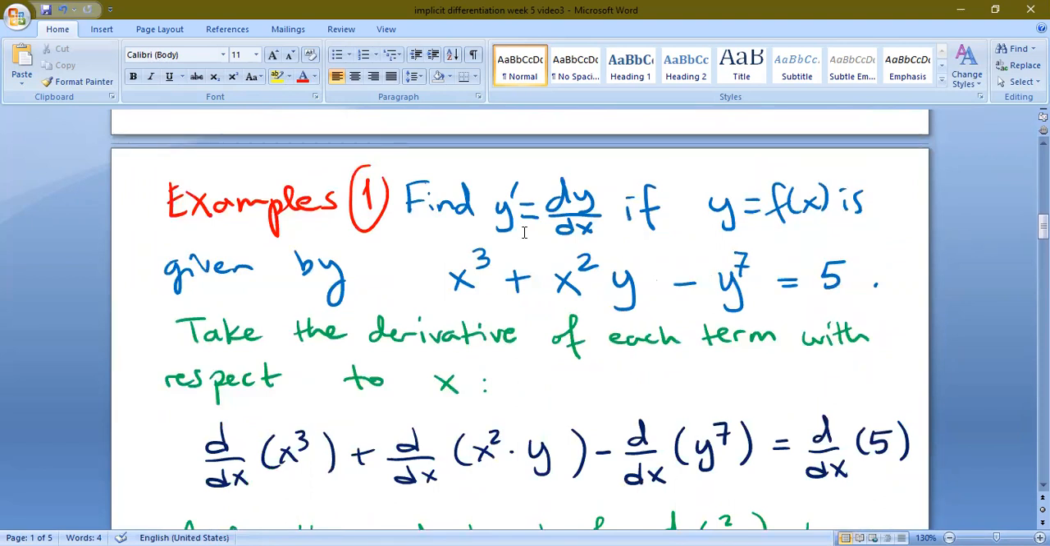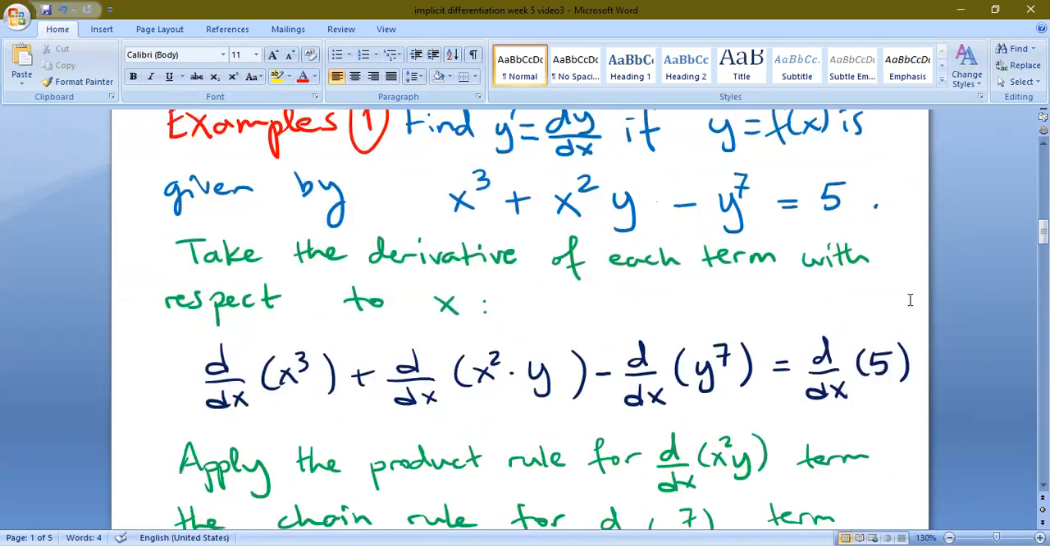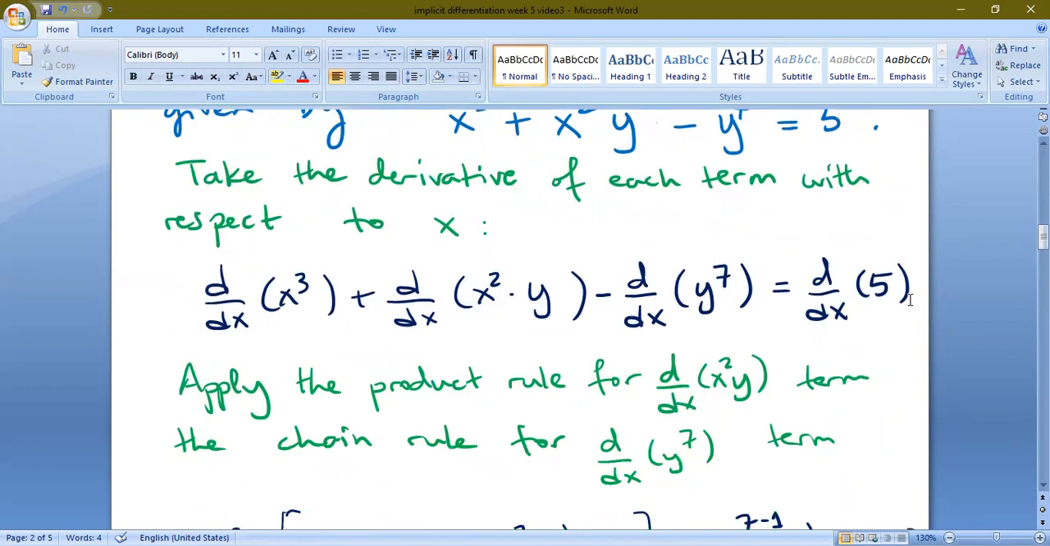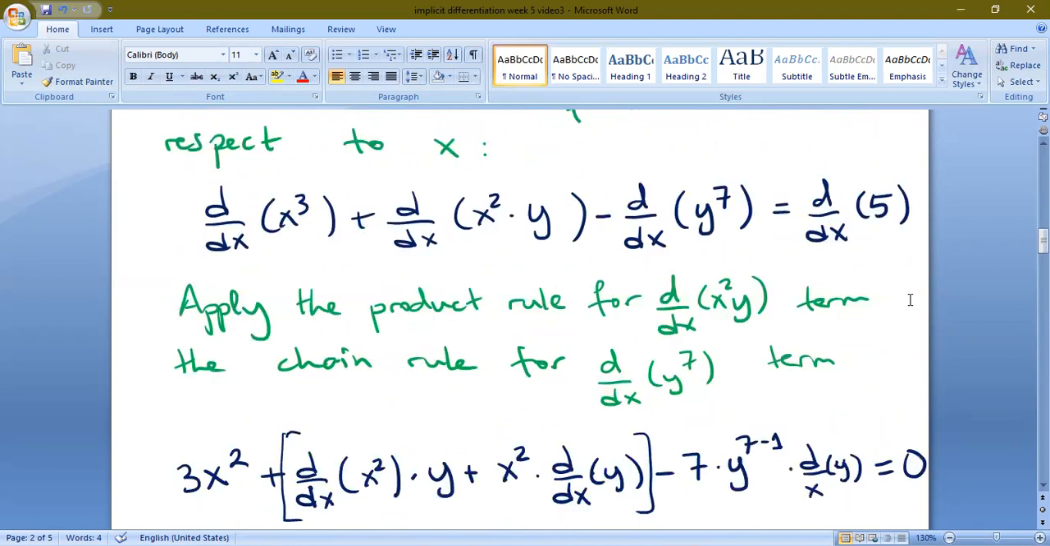Example 1. Find y prime if the function y equals f of x is given by x cubed plus x squared y minus y to the 7 equals 5. So first we take the derivative of each of the terms with respect to x. Now we have 4 terms here. The first term and the fourth term are easy to differentiate. The derivative of x cubed is 3x squared and the derivative of 5 is 0.